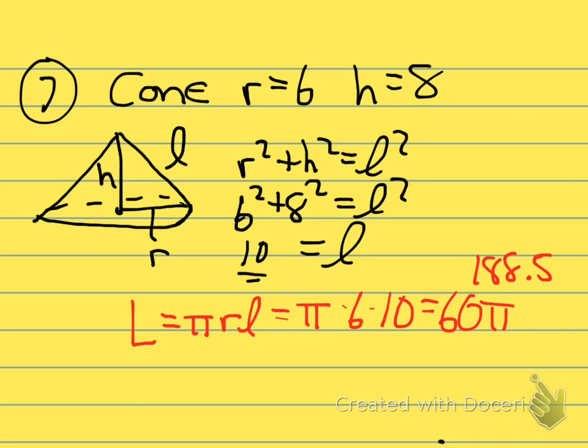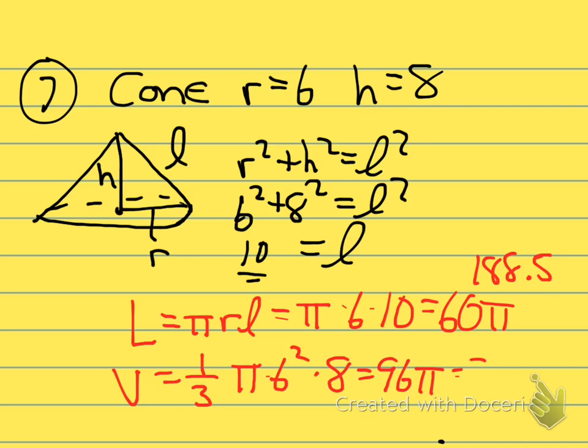And for the volume, it's 1/3 pi r squared times the height. That would be 1/3 pi times 6 squared times the height. And the height was given at 8. That works out to be 96 pi, or approximately 301.6. But you're welcome to leave it back there at 96 pi if you like.